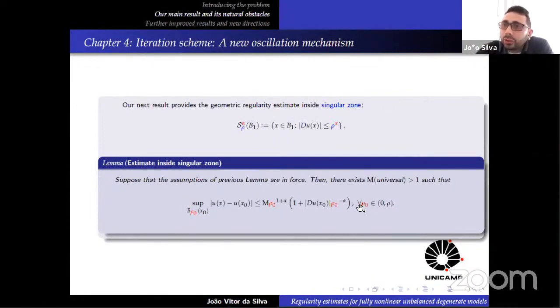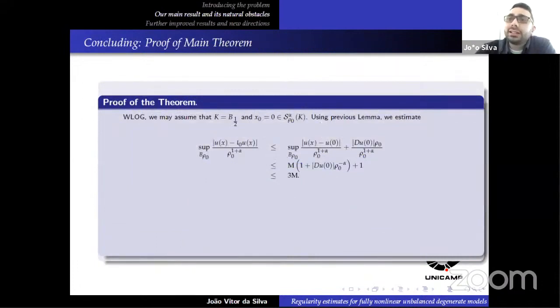For all radius rho 0 between 0 and the original rho 0, we can prove the oscillation of the U is less than a universal constant, rho to the correct power, 1 plus alpha, times this term. This is a key point. If the x0 belongs to the correct singular zone, this quantity is under control. This is exactly the key point in the proof.